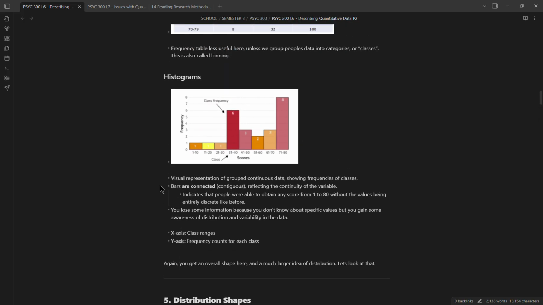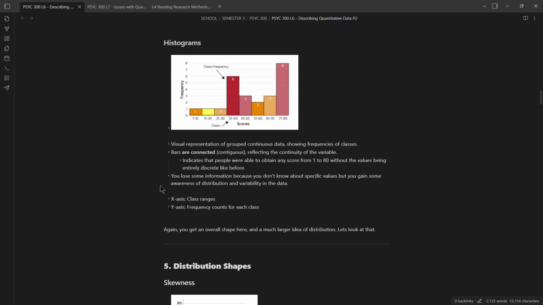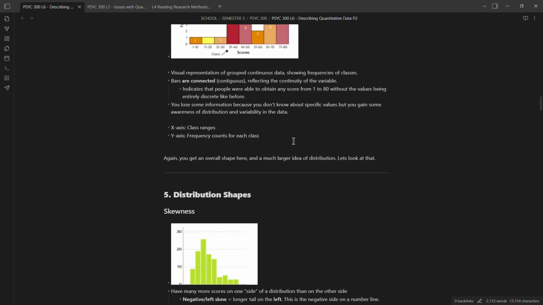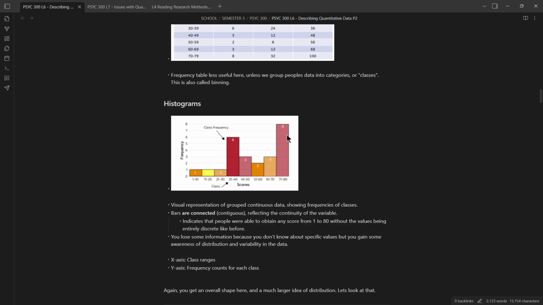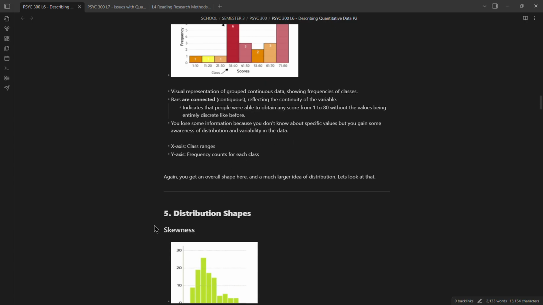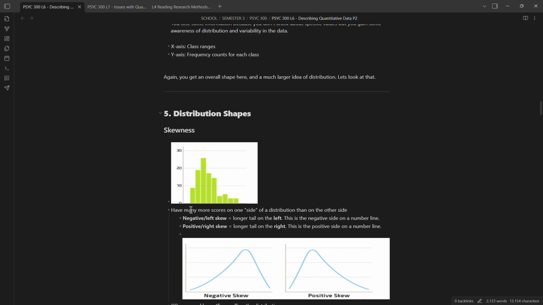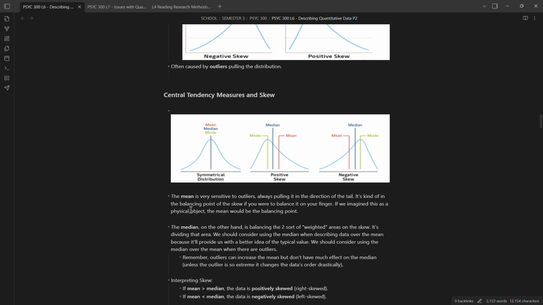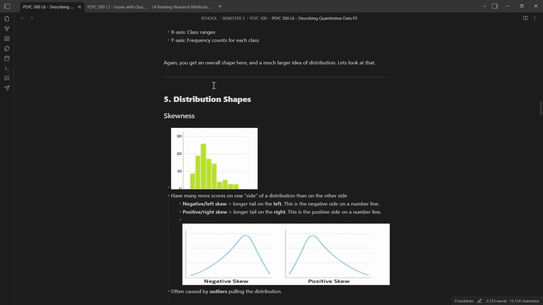Now we can look at our distribution shapes. So again, histograms give us a good overall shape and a much larger idea of distribution. So let's analyze our distribution. If we look at the screen, you can see a good example of distribution. Distribution is essentially just demonstrating how data is distributed across a range, like in a graph, for example.